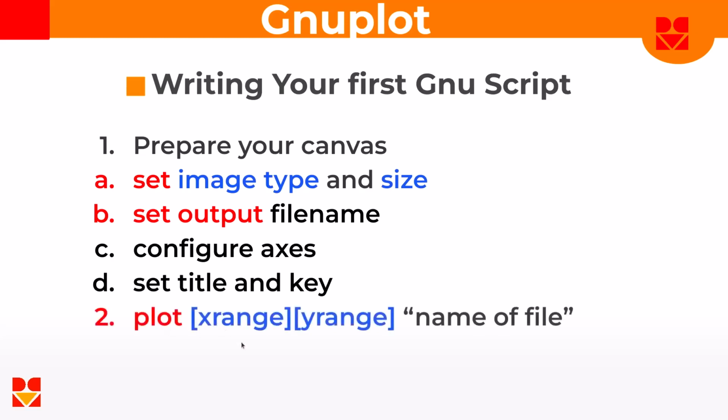In plotting, you could see that I decided to put the X range and the Y range here simply because you may not know that all the graphs you'll be plotting would have the same ranges, the same X values and Y values. So it's safer to include the X range and Y range immediately after the plot so that each plot may have different range values if you want. But if you are just writing a script for a specific plot, then you can just set the X range and Y range here. So let's look at an example.